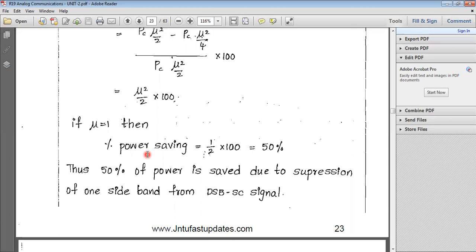Already in DSB-SC we suppress the carrier, so we can consider only USB and LSB. That is, we can send two bands, USB and LSB. But in SSB, we can send only a single sideband. In this case also, there is no carrier. So to send only either USB or LSB, we require only 50% of the power. So here 50% of power is saved compared to DSB-SC.